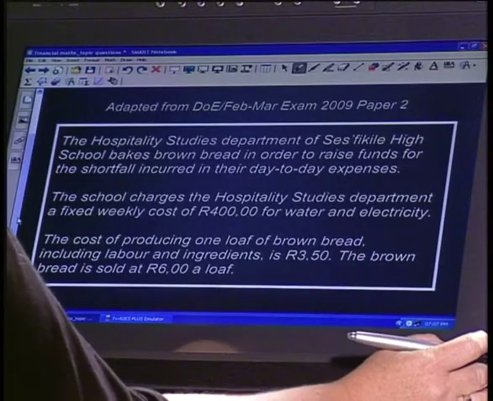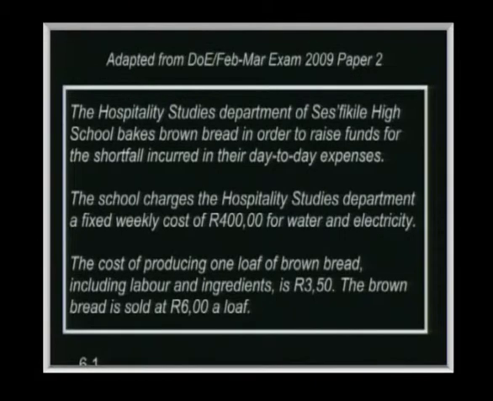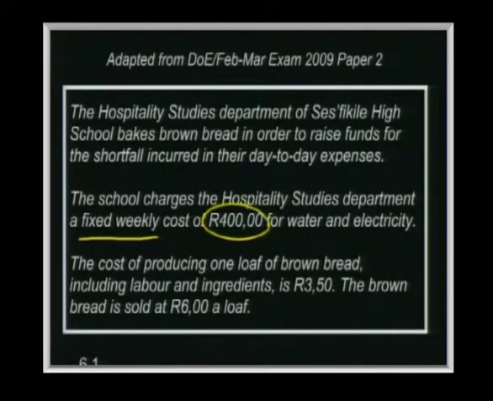The Hospitality Studies Department of Sesfikile High School bakes brown bread in order to raise funds for the shortfall incurred in their day-to-day expenses. The school charges the Hospitality Studies Department a fixed weekly cost of 400 Rand for water and electricity. Now please note that it's a fixed weekly cost, so it doesn't change. It's always this 400 Rand. The cost of producing 1 loaf of brown bread, including labor and ingredients, is 3.50 Rand. The brown bread is sold at 6 Rand a loaf.